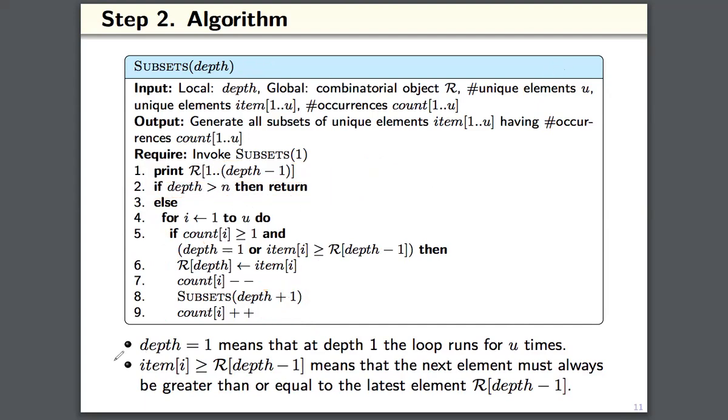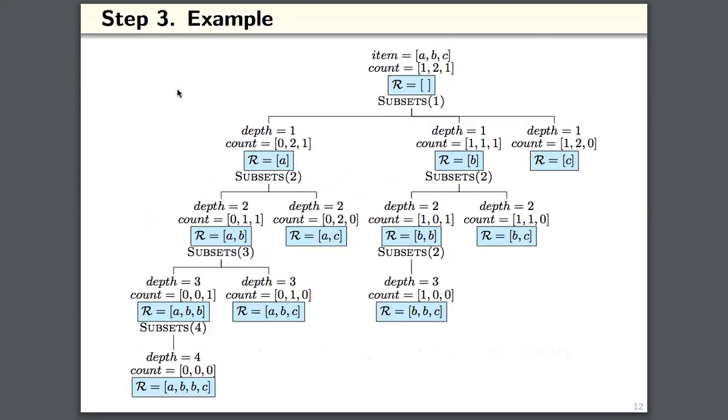Okay, now let's see the example, and maybe we will come back to this after this example. Now look at what's happening here. Item is ABC, count is 1 to 1. You have the combinatorial object, that is the subsets. And what is the difference between this recursion tree and the recursion tree of permutations?